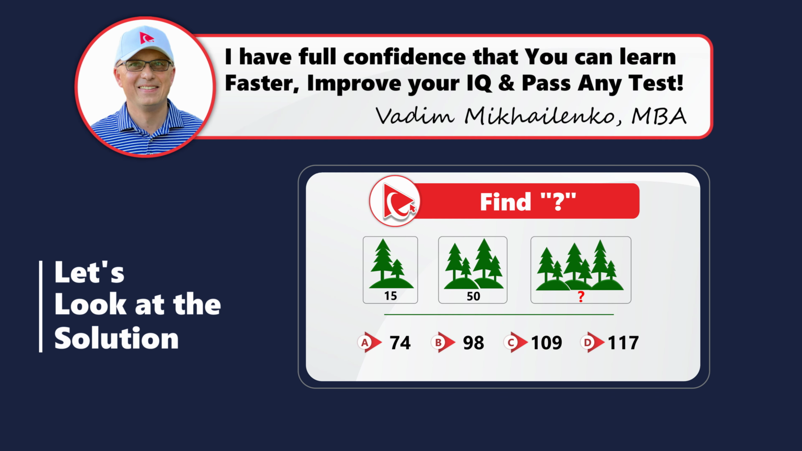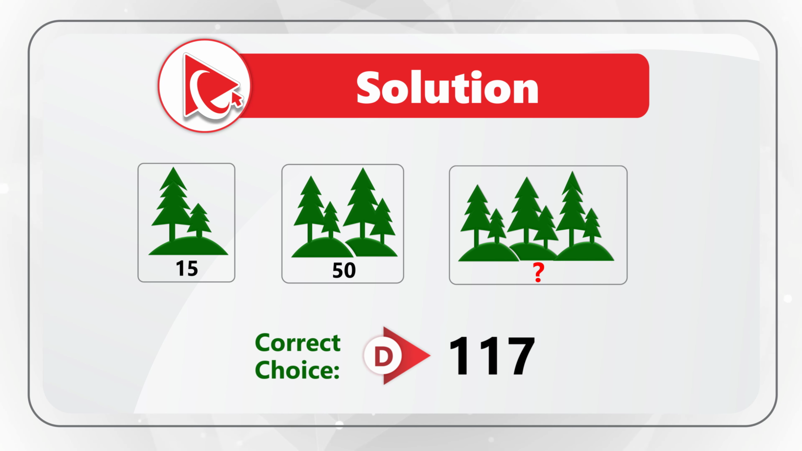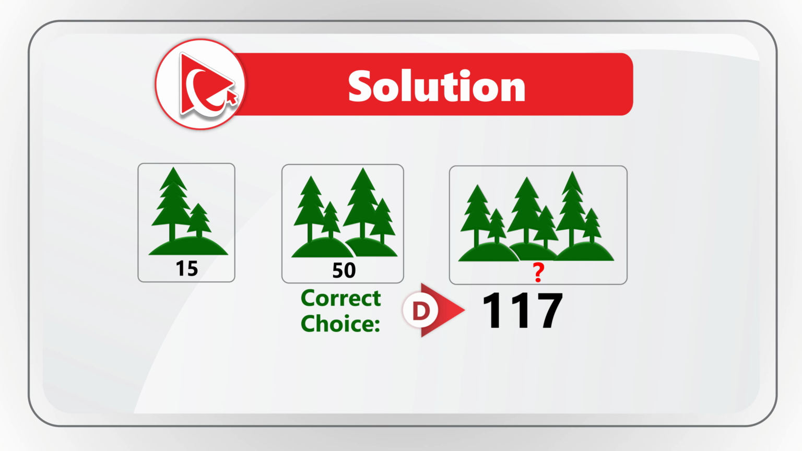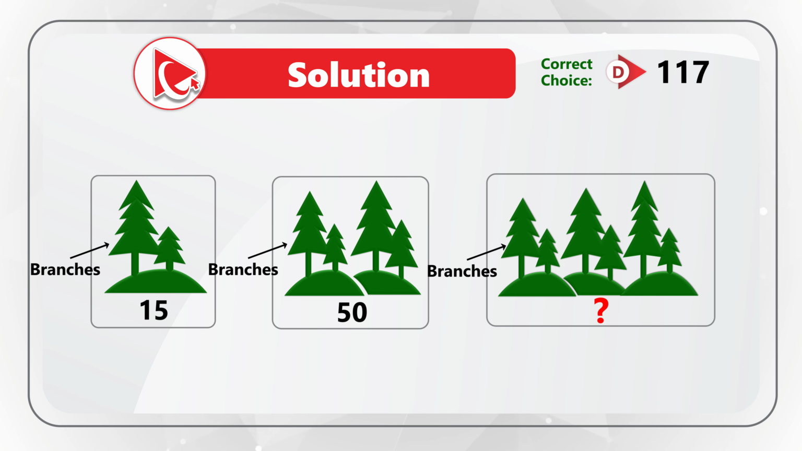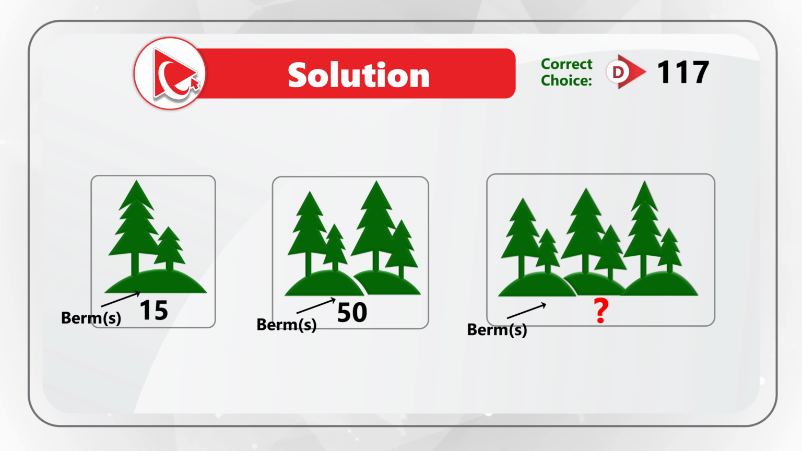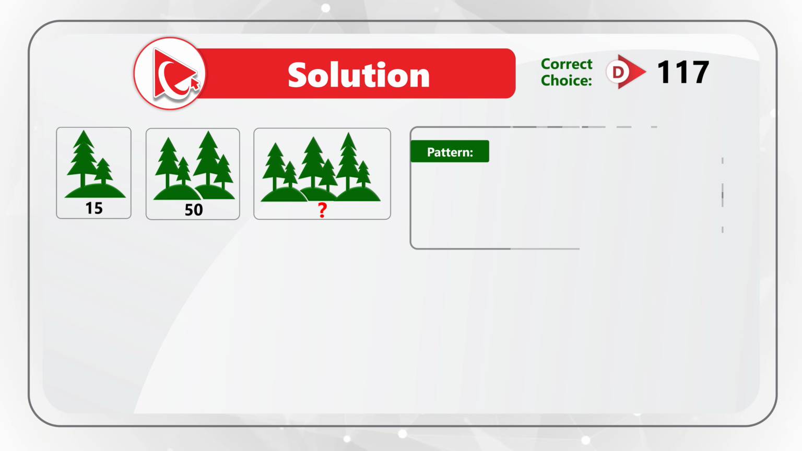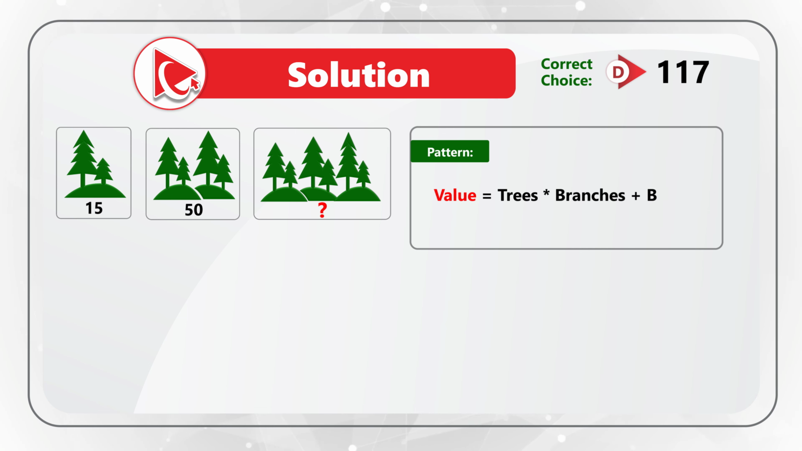As you might have calculated, the correct answer here is choice D, 117. Let's take a close look at why. If you take a close look at the images, you will see that each image contains trees, each tree contains a certain number of branches, and trees are placed on the berms. The pattern is calculated as the number of trees multiplied by the number of branches on the trees, and you incrementally add the number of berms to calculate the number at the bottom.